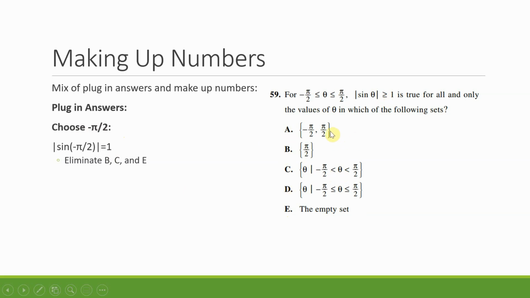So it wouldn't do me any good to plug in pi over 2 because that's in both of them. So I now have to pick something that's within this range of d that is not in a. So here, since I have an inequality, the easiest one would just be 0 because that's in between these two and not in here. So if I choose 0 and plug it in, sine of 0, take the absolute value, I get 0. Is that greater than or equal to 1? No. So this inequality does not work. So I can get rid of d, and it has to be a. So again, I did not need to know any of the trig rules that they're testing here. I can just make up numbers and plug in my answer choices.